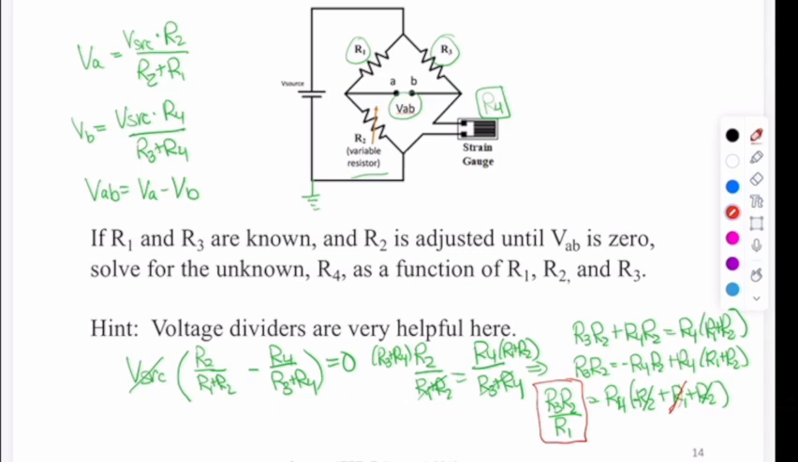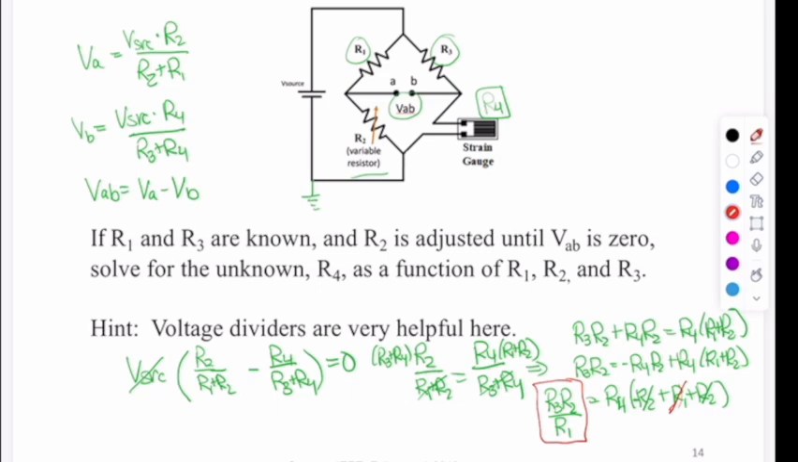Okay, so this then gives you a way of saying, if I know what these values are and my strain gauge changes, if I set VAB to 0, which is usually what you do, you're able to determine what that strain gauge is. And then that will help you identify which way did it deform, how much did it deform, and be able to use that information. Yes.